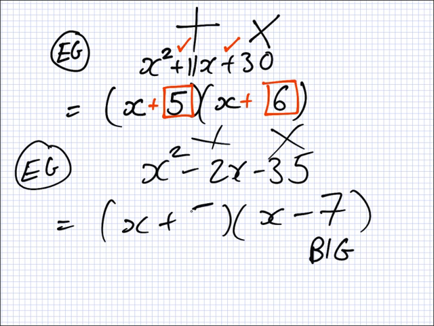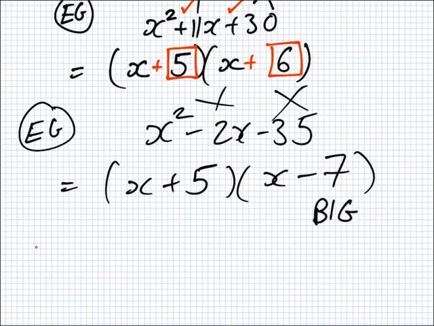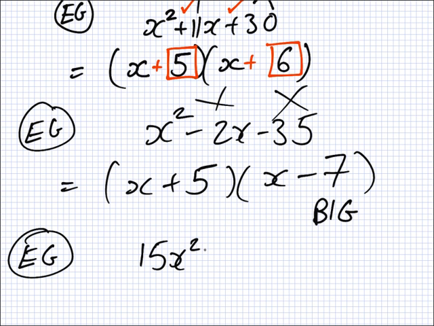7 and 5, is it? Yeah. Okay. Minus 7 plus 5, yeah. Right, next example. 15x squared plus 38x plus 24. Now this one's a little bit harder because you have the 15 here. Makes it a bit harder.